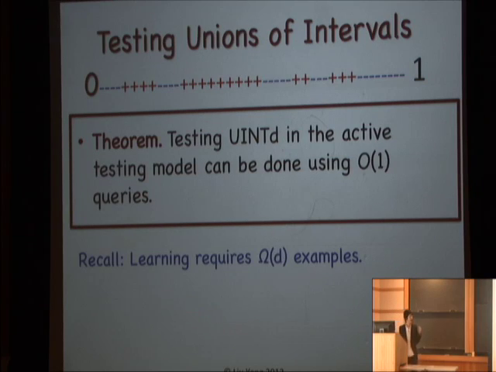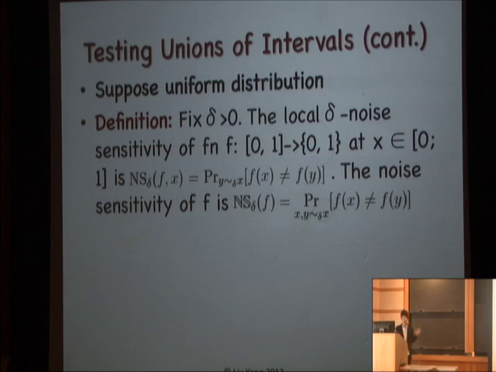By contrast, active testing of unions of D intervals can be done with a number of label requests independent of D for any distribution. To keep things simple for now, suppose we have the uniform distribution. The proof of the theorem relies on a new noise sensitivity characterization of the class of unions of D intervals.